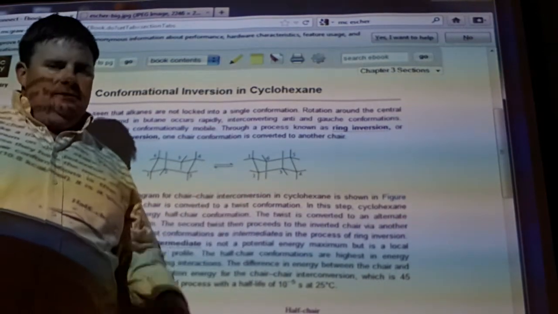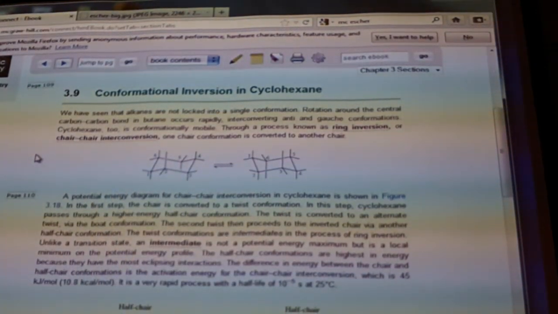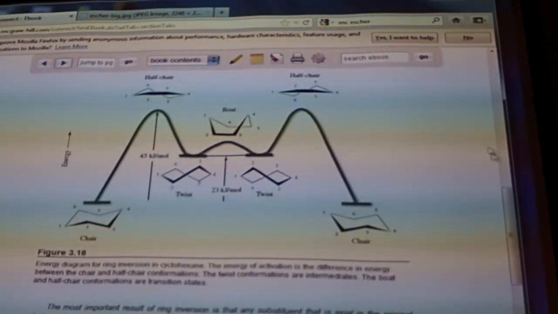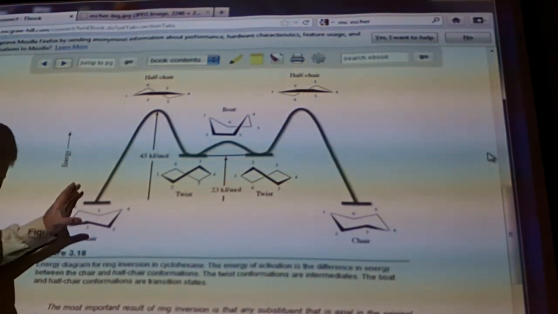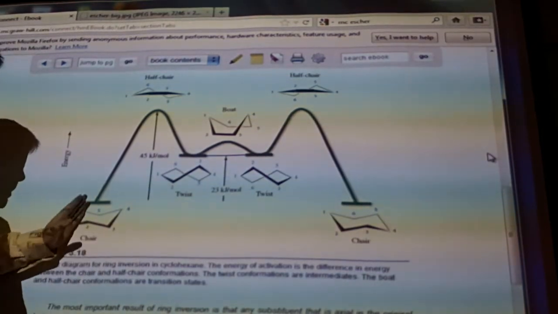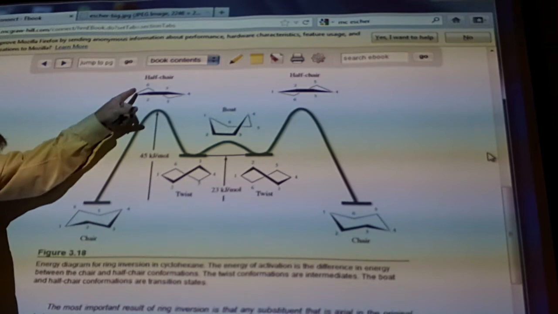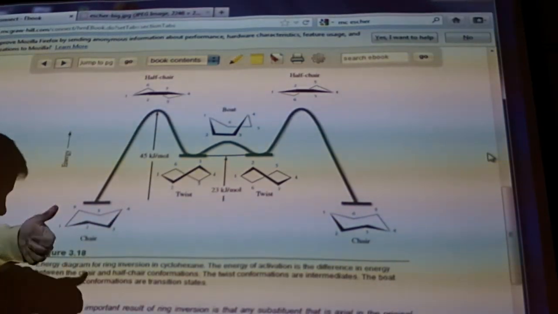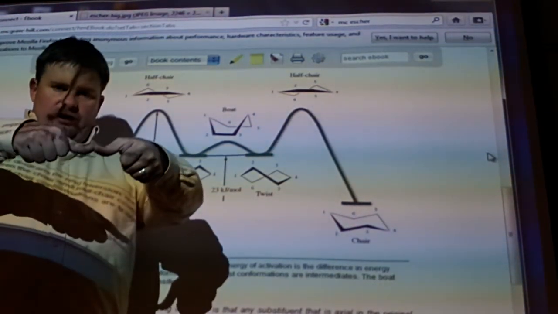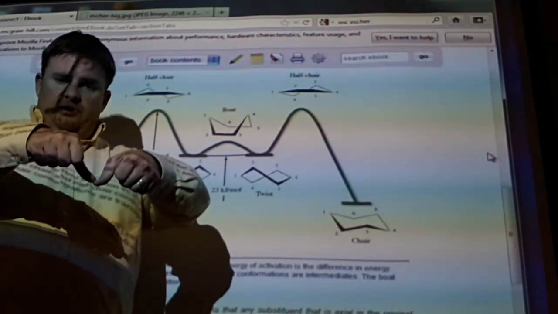Why is that the case? Well, let me show you. Here's a chair cyclohexane, and what happens to it? If it starts over here, there's enough energy in the environment. Remember, this thing's vibrating and wiggling. It moves up, and at a certain point, you get a half chair. This is the beginning of that inversion. Once you get to the half chair, everything is parallel until it pops back down in that lower position.